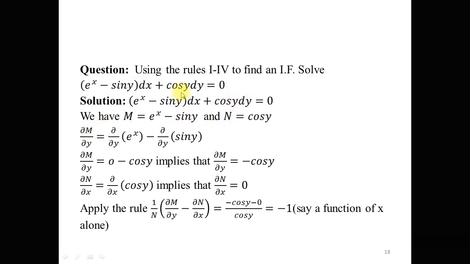First of all, check whether this differential equation is exact or non-exact. To find the partial derivative of M with respect to y, the derivative of this term with respect to y will be 0, and the derivative of sin y with respect to y will be cos y. So partial M by partial y is equal to minus cos y. The partial derivative of the N function with respect to x, the derivative of cos y with respect to x, will be 0. So dear students, partial M by partial y does not equal partial N by partial x. So the given differential equation is not exact.